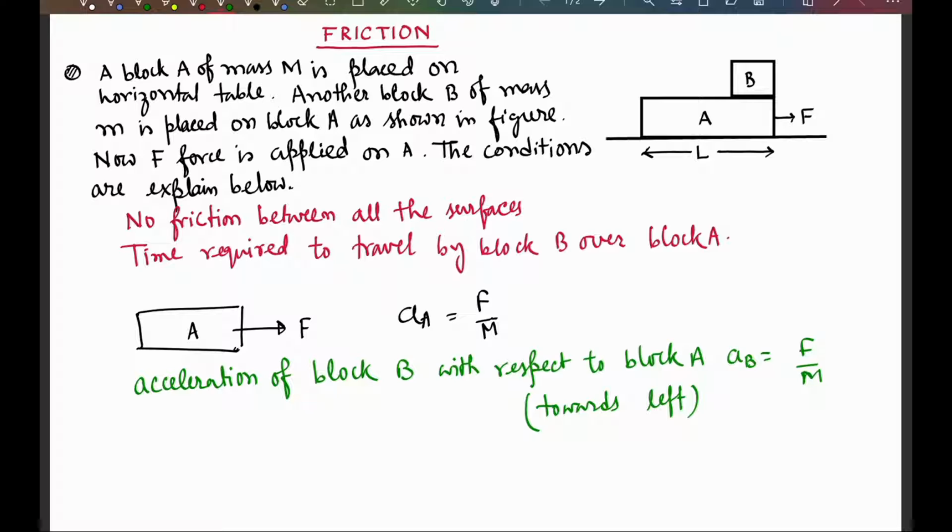If L is the distance traveled by block B in time t, then we can write that L is equal to half a_BA t square, or L is equal to half F by M t square. Therefore, the time required, this is t, is under root 2LM by F.